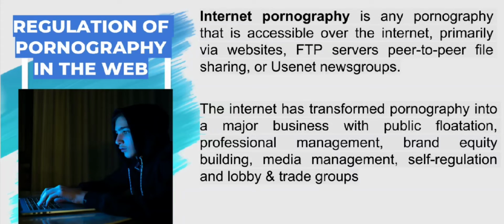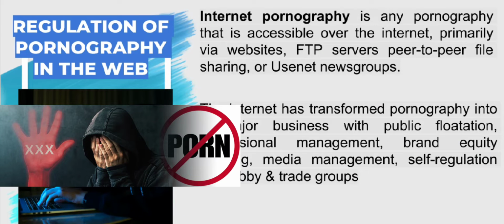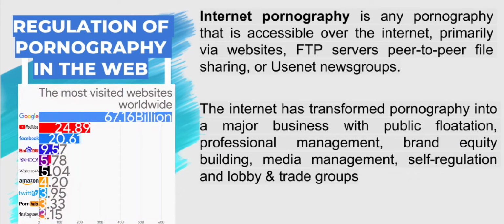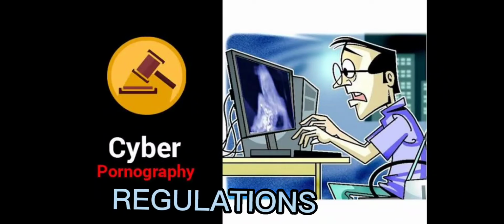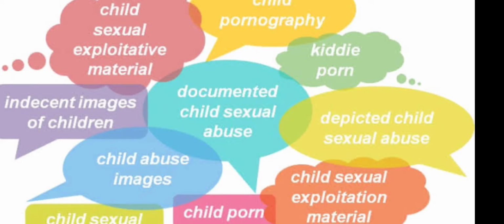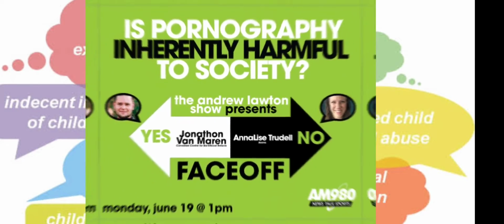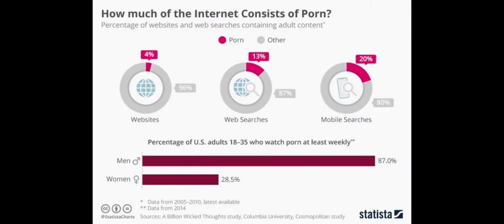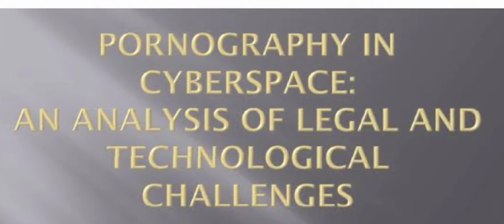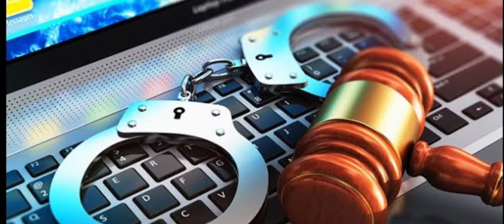Regulations of pornography on the web. Internet pornography is any pornography that is accessible over the internet, primarily via websites, FTP servers, peer-to-peer file sharing, or Usenet newsgroups. The regulation of pornography has always been a contentious issue, which has sparked wide-ranging debates surrounding the acceptability and place of pornography in society. The use of the internet to distribute and access pornography has magnified this debate and has presented a number of challenges for the law in terms of effective and proportionate regulation.